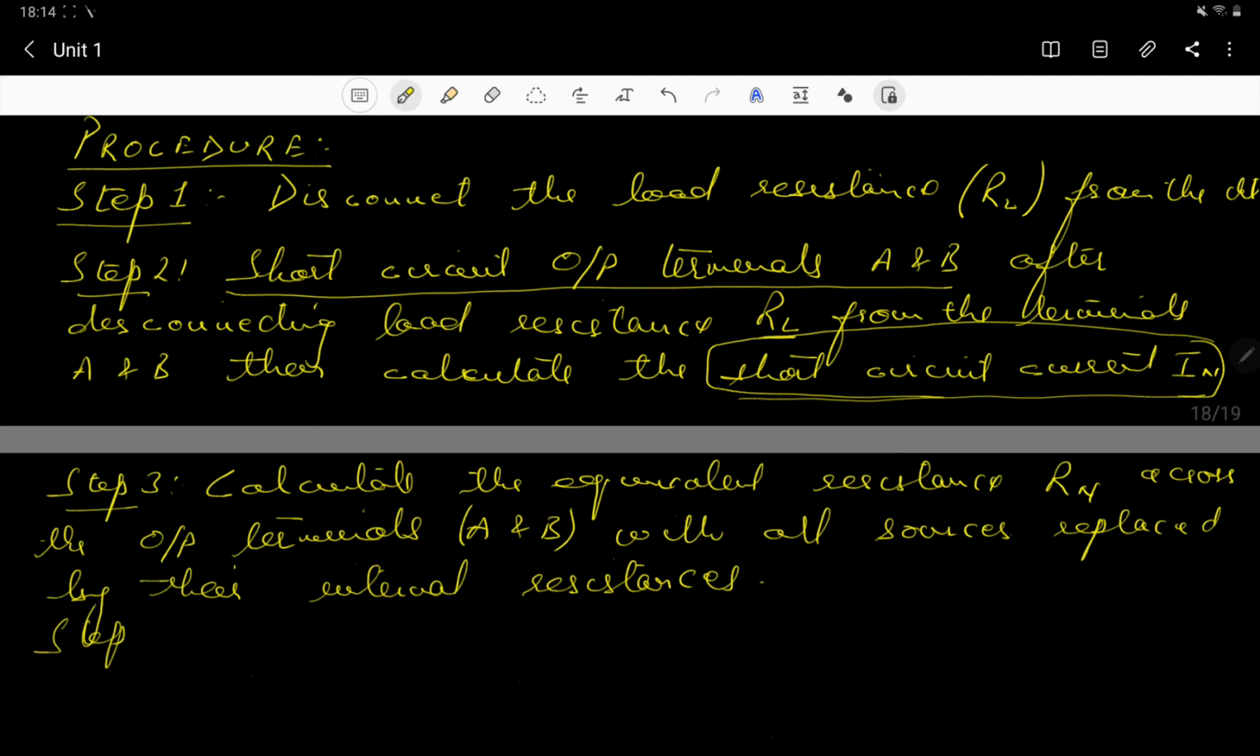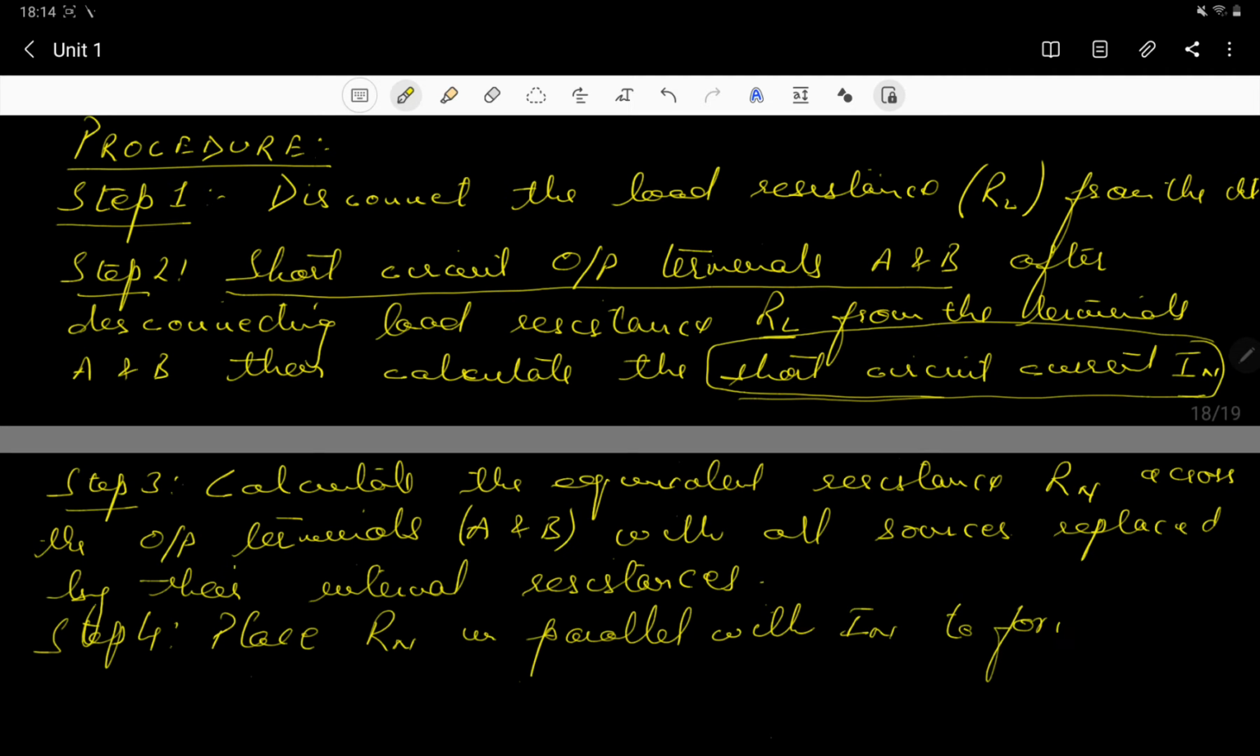Now the last step is step number 4. Similarly, we will find out Rn. Then the last step: place Rn in parallel with IN to form the Norton equivalent.